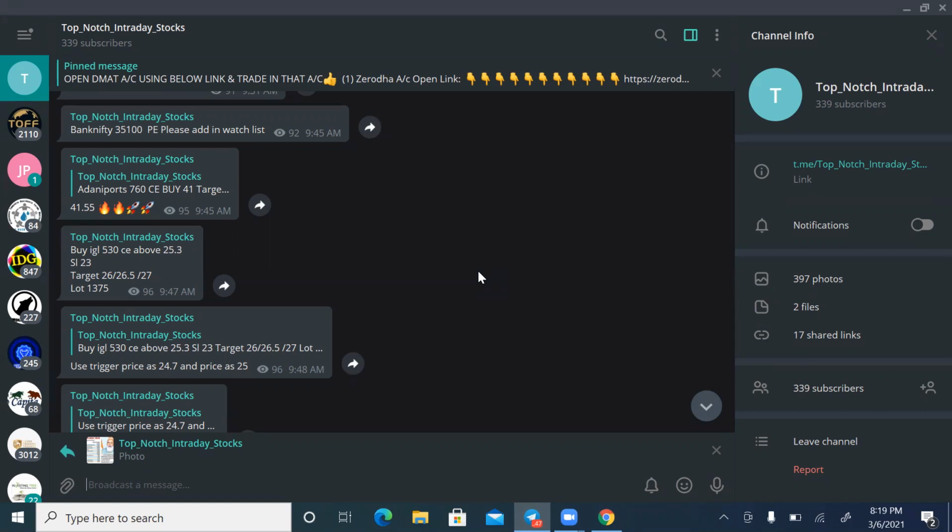And this is about the stocks actually. Okay, these rules you can follow for stocks.